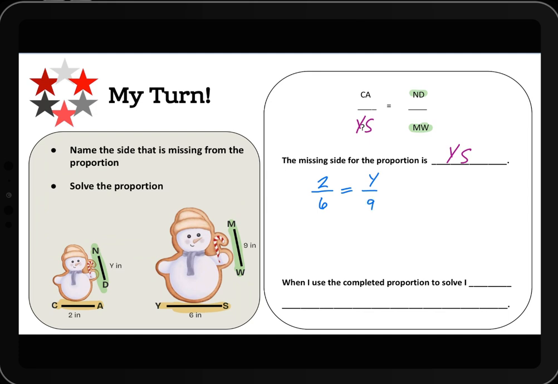So again, we're going to cross multiply like so. There we get 6Y. Here we get 18, and we're going to divide by 6 on both sides. So we get Y is equal to 3. When I used the completed proportion to solve, I found that y equals 3. I'm finishing that sentence nice and succinct.